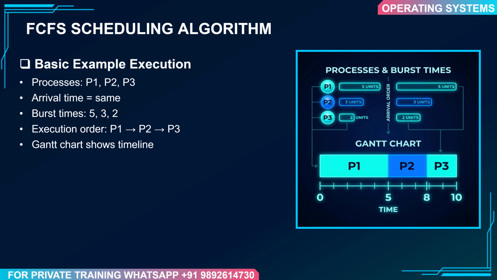Now, according to first come, first serve, the order of execution will strictly follow arrival order. So P1 will run first for 5 units. After that, P2 will run for 3 units. And finally, P3 will run for 2 units.